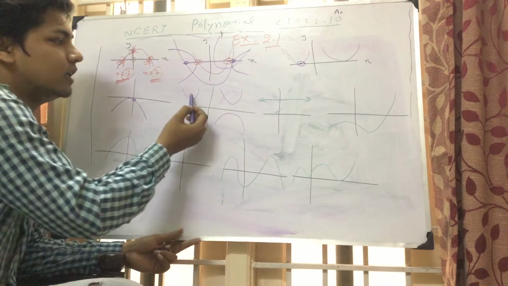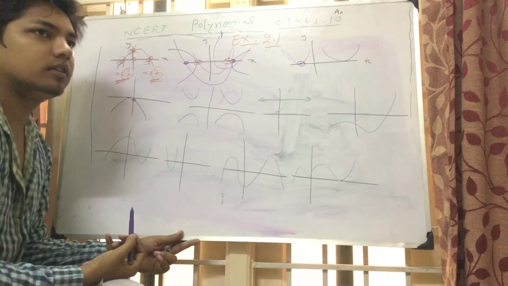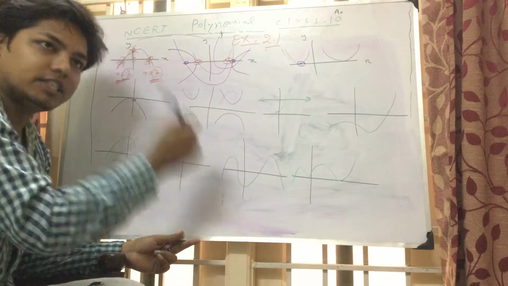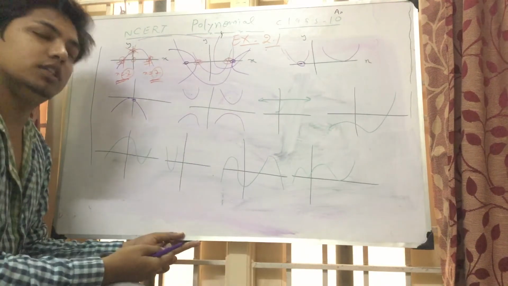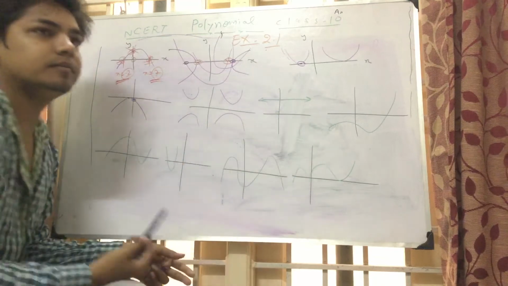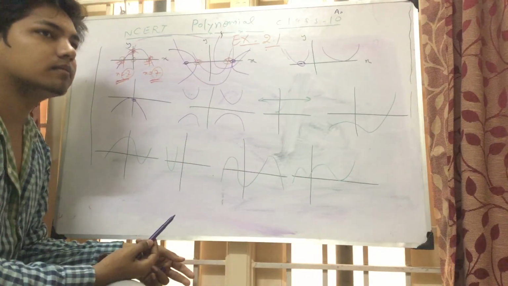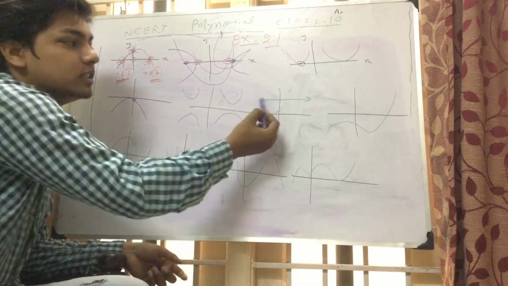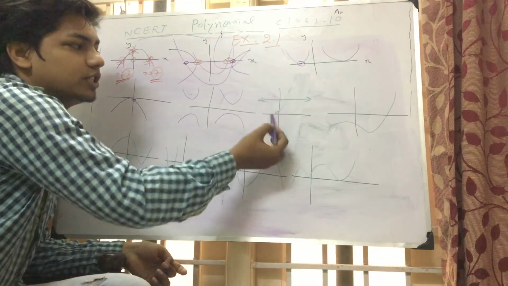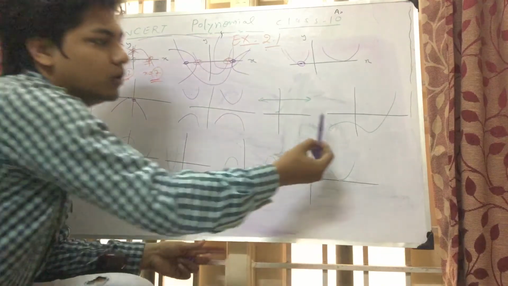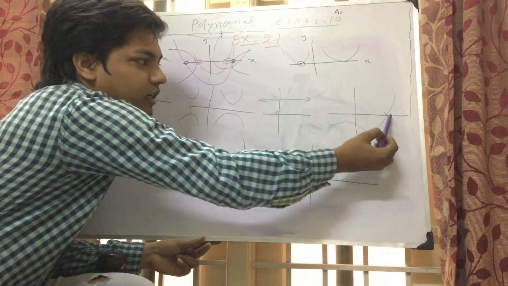Now see, all the 4 curves I am drawing here, they are not touching or cutting the x-axis, right? So they are not having zeros. Here, no. This is a constant polynomial, right? This is not touching or cutting the x-axis. Now see here, this curve is cutting.